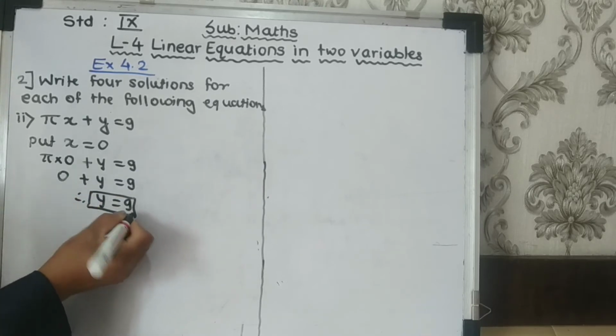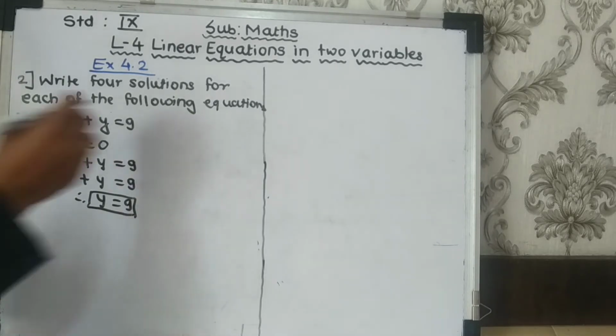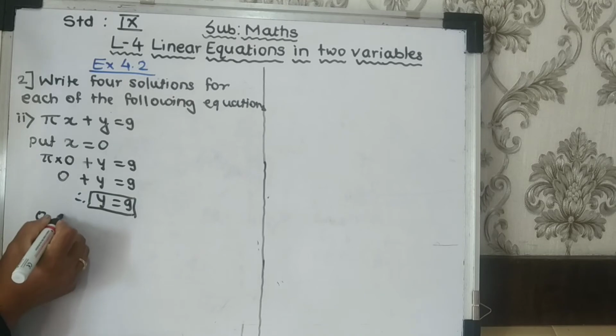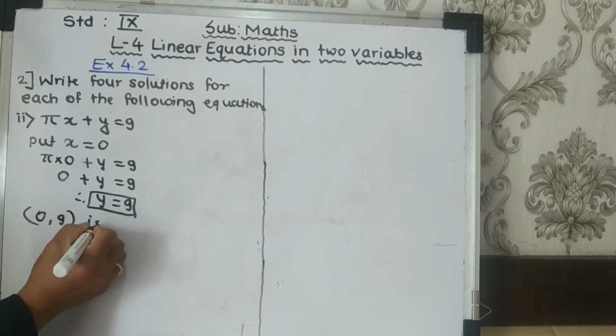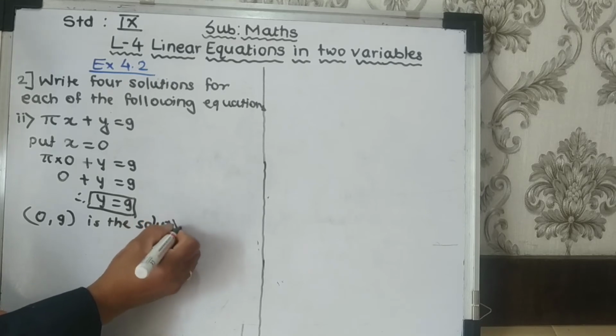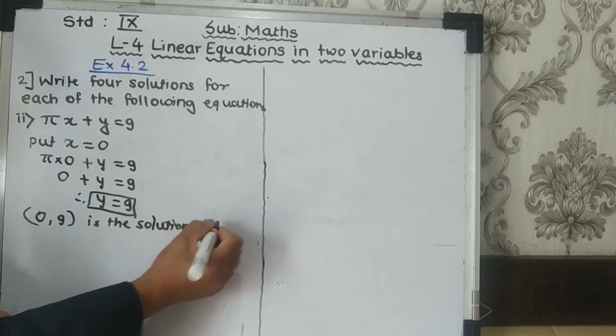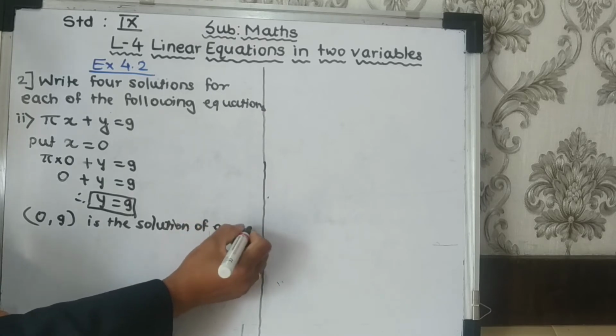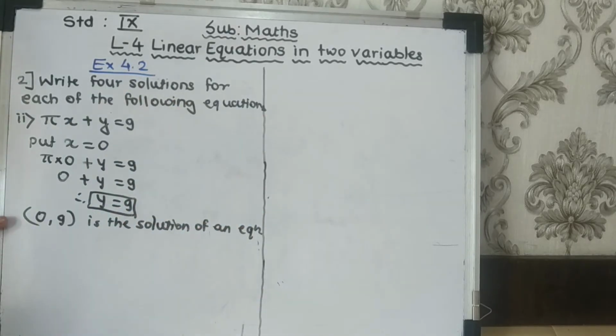Right? So the solution of the equation we will write as (0, 9) is the solution of the equation. This is the first one we have found out. One more, let us take.